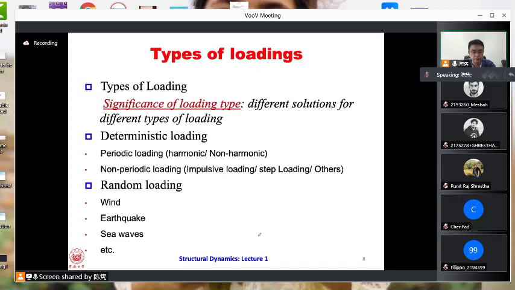So now I give you this equation. And another topic is the type of loadings. We need to know the type of the loading. Then we can solve the problem. We need to know the dynamic properties of the loading. Because later we will learn that different types of loading mean you need different methods or different skills to solve the problem. Okay, for this type of loading, we use this method, for this type we use that method. So we need to know the types of loadings.